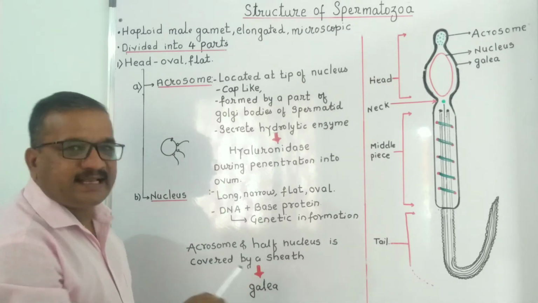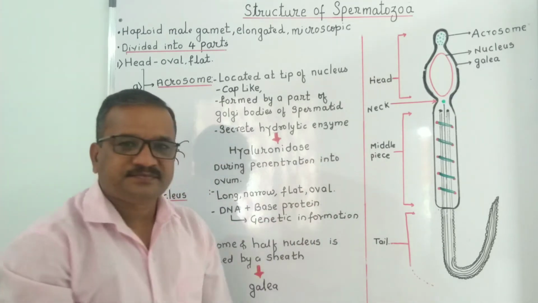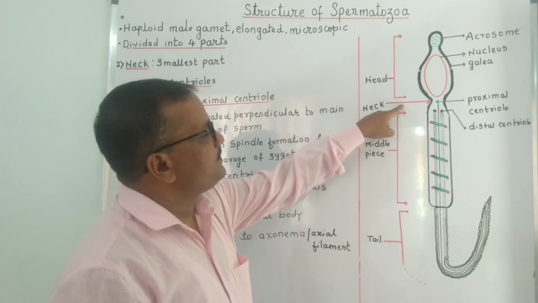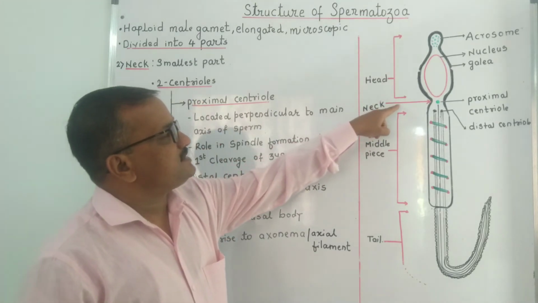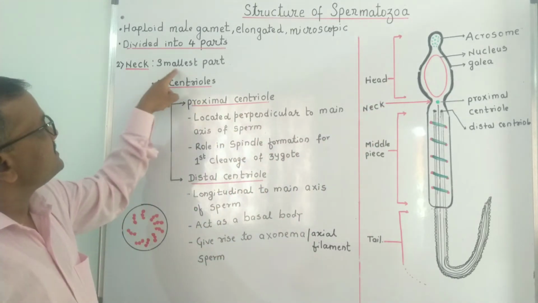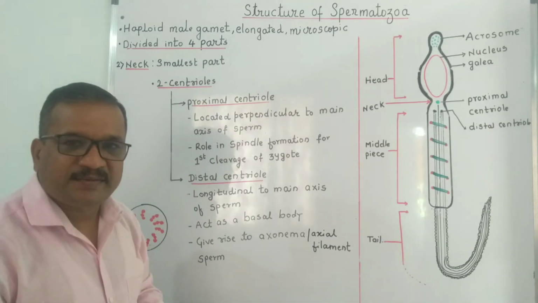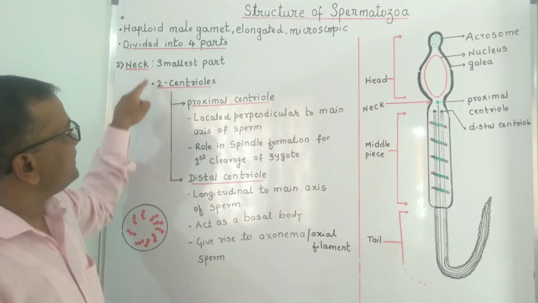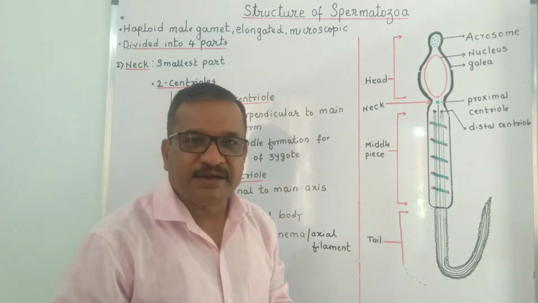So next is the neck region. Here the neck is present. As you see, the neck region is a smaller part of spermatozoa, and this neck region consists of two centrioles.